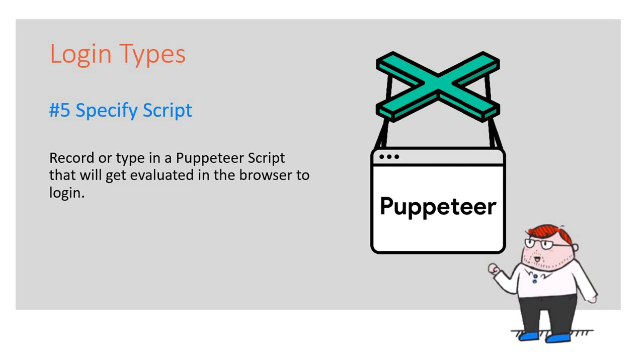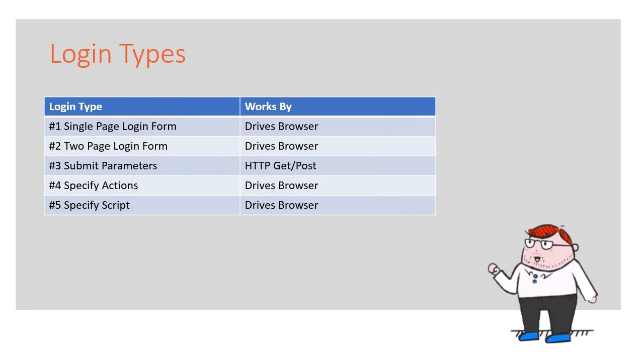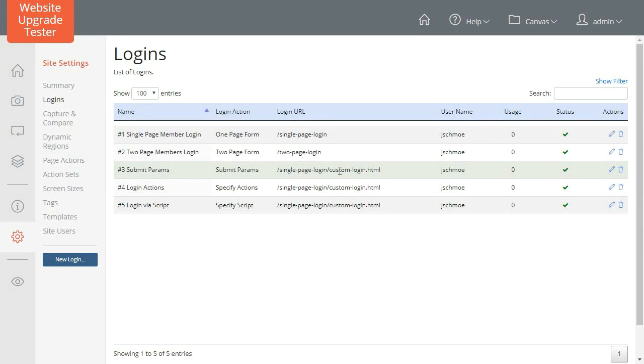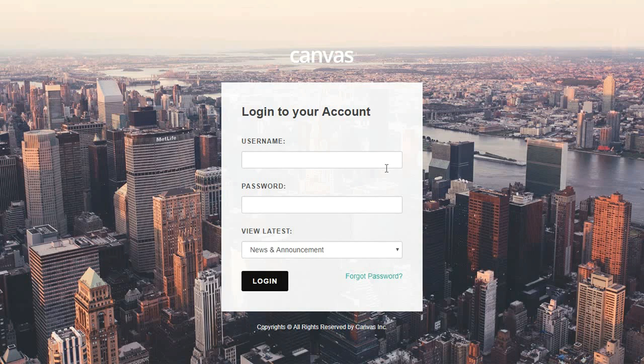in. In the previous video, we demonstrated logging into a single-page form, and because the 2-page form is very similar, we'll skip over that one in this video. I'll be demonstrating options 3, 4, and 5 in this video, so let's get started. In each of the 3 examples that I will show you, I used the same custom login form. Let's open that login page now and take a quick look at it.